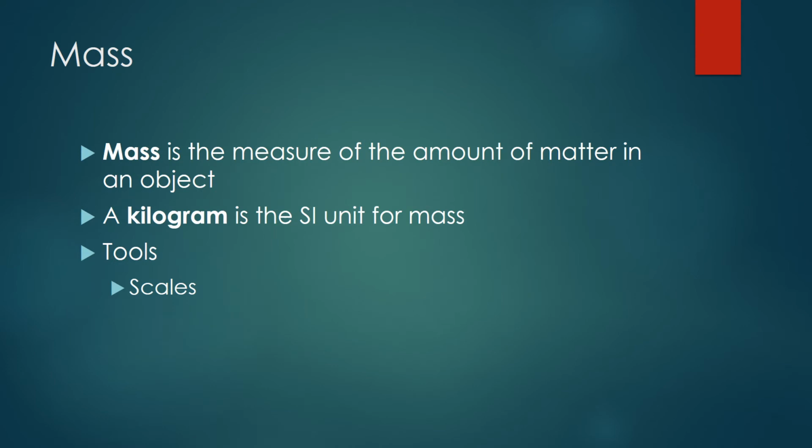Mass is the measure of amount of matter in an object. So how many atoms essentially are making up how much matter is in whatever you are getting the mass of. So a kilogram is the SI unit for mass. The tools we use: triple beam balances. Scales are very typical, but we'll be using our triple beam balances a lot in class, which I did not put on here for some reason.